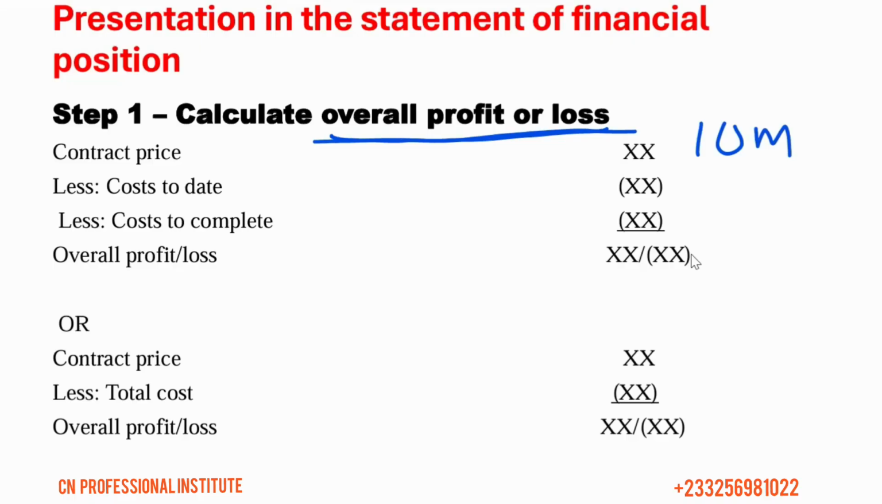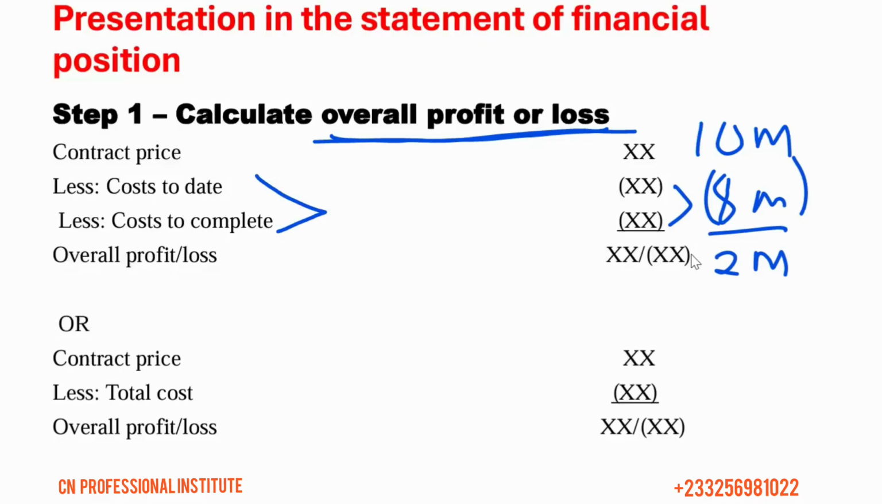The total cost consists of both what? Cost to date plus cost to complete. So put the two together and that'll be your total cost, and compare with the total revenue. If your cost to date plus your cost to complete sums to something like 8 million, then you know you make a profit of 2 million, because the 10 million up there is the total contract price. That's the total amount you are charging the customer, right?